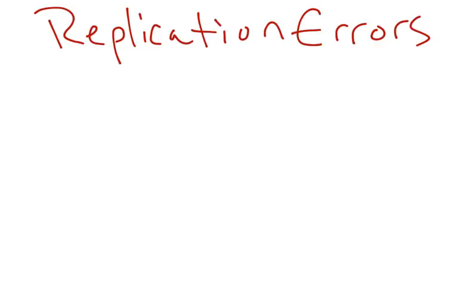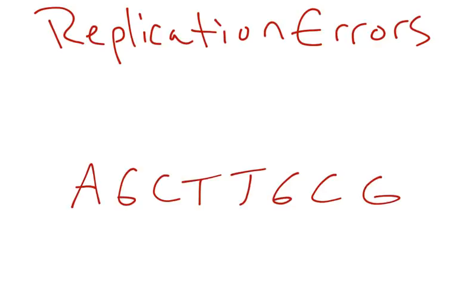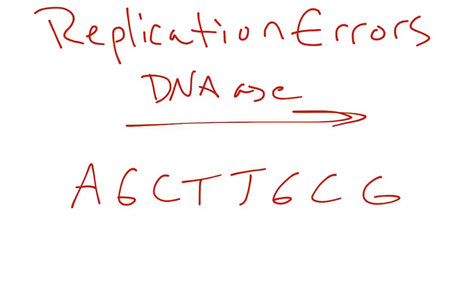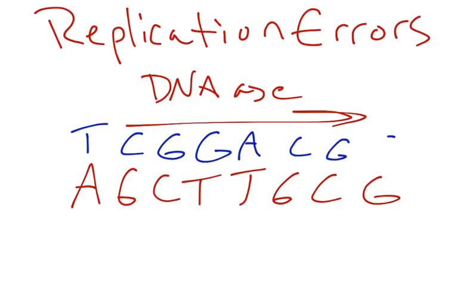All right, let's talk about replication errors. Let's say we have A, G, C, T, T, G, C, G. As DNA polymerase moves along and adds new nucleotides in, here we would have T, and here we'd have C, and here we'd have G. Now all of a sudden, accidentally, what if we get the wrong one put in? And then C, and then G, and then C. You get the wrong base put in there. Okay, that's a replication error when you get the wrong base put in.